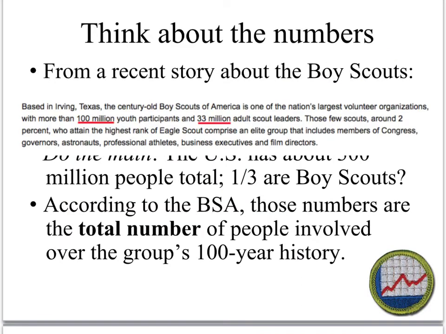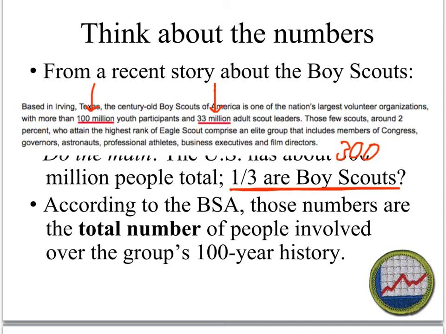Another example. This was a recent story about the Boy Scouts. And it was a big investigative piece, a long story. Way, way down at the bottom of the story, here's our little boilerplate about the Boy Scouts. Okay? And it said that there were 100 million youth participants and 33 million adult scout leaders. Okay. The U.S. has about 300 million people in it. A third of them are Boy Scouts?